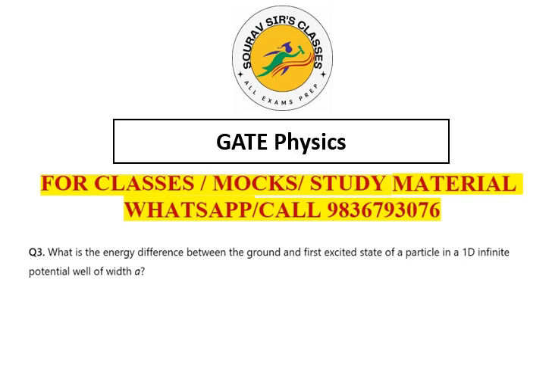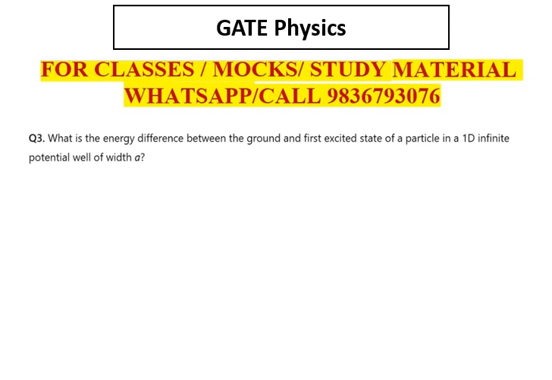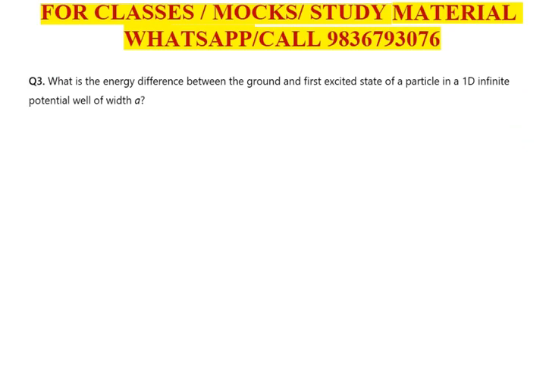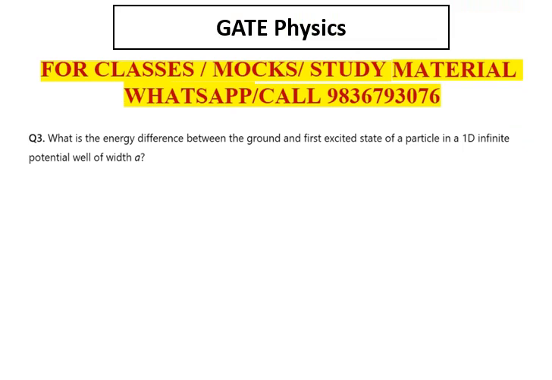Let us solve one problem from the GATE physics. The problem states: what is the energy difference between the ground and first excited state of a particle in a one dimensional infinite potential well of width a? So we can draw the infinite potential well. So let's say this is the potential well.